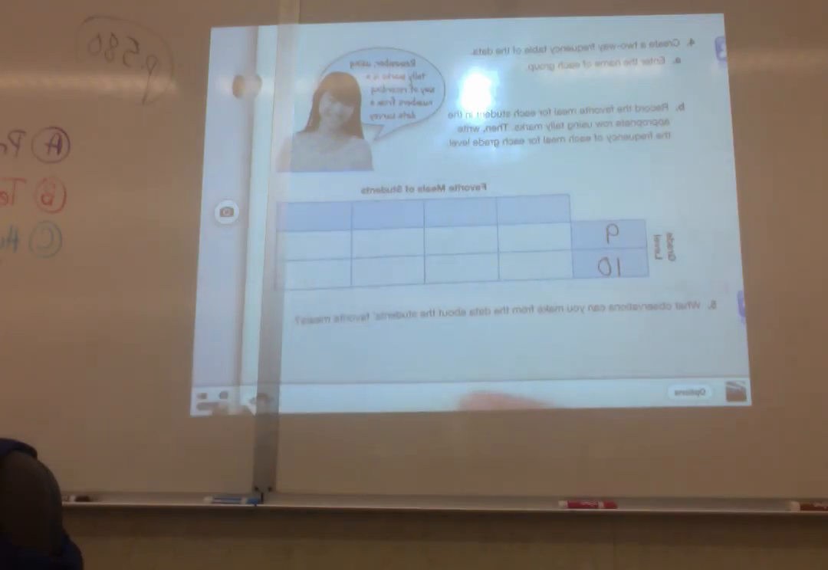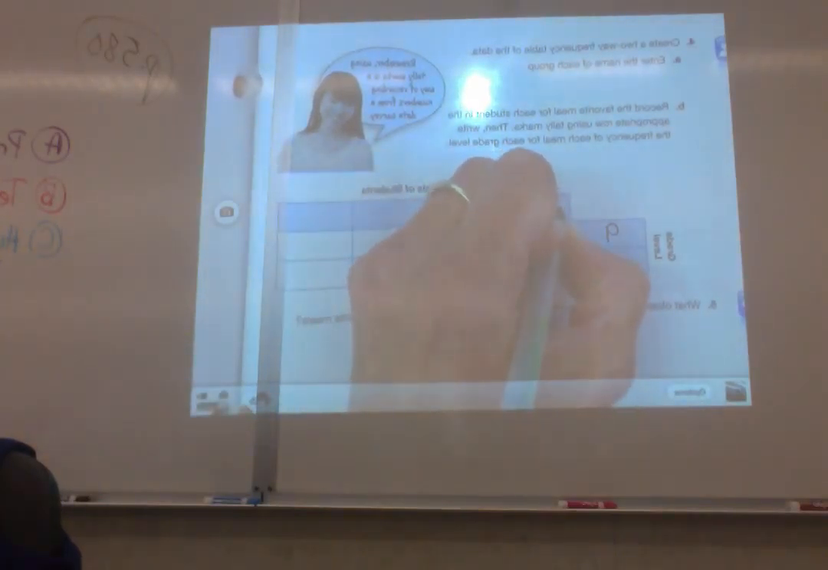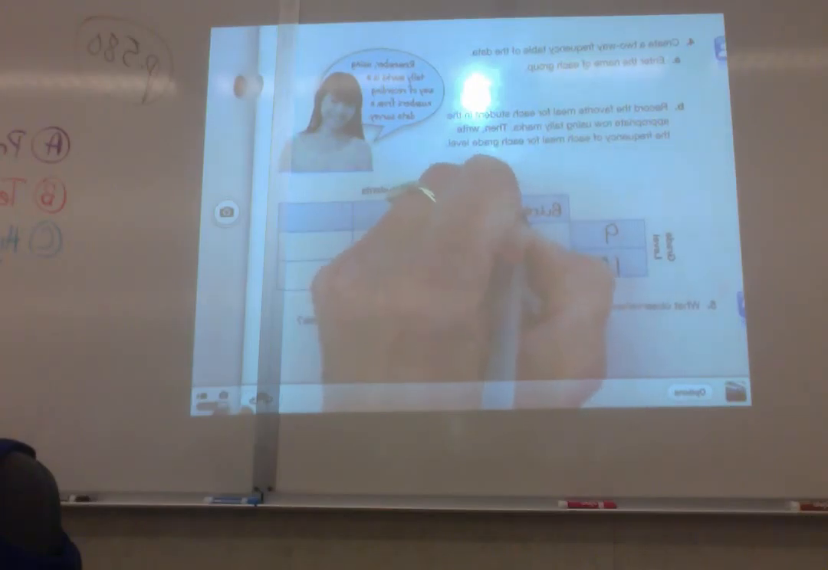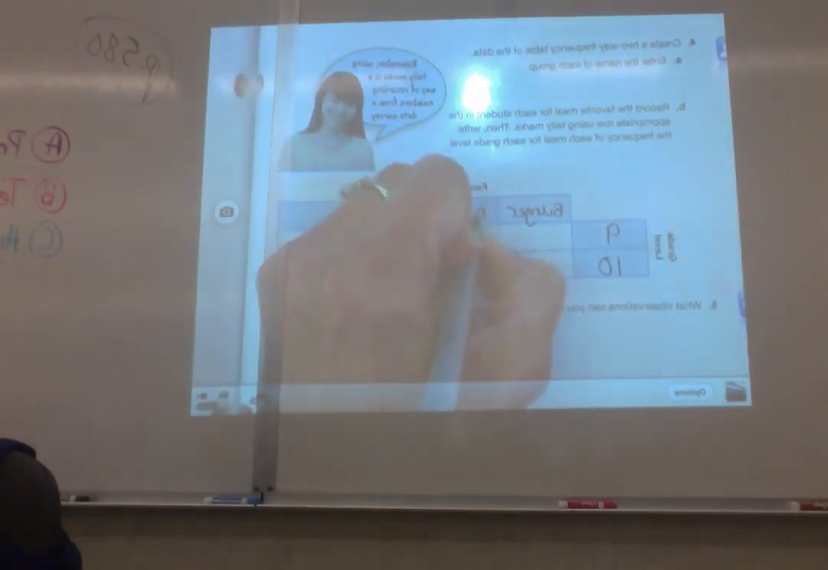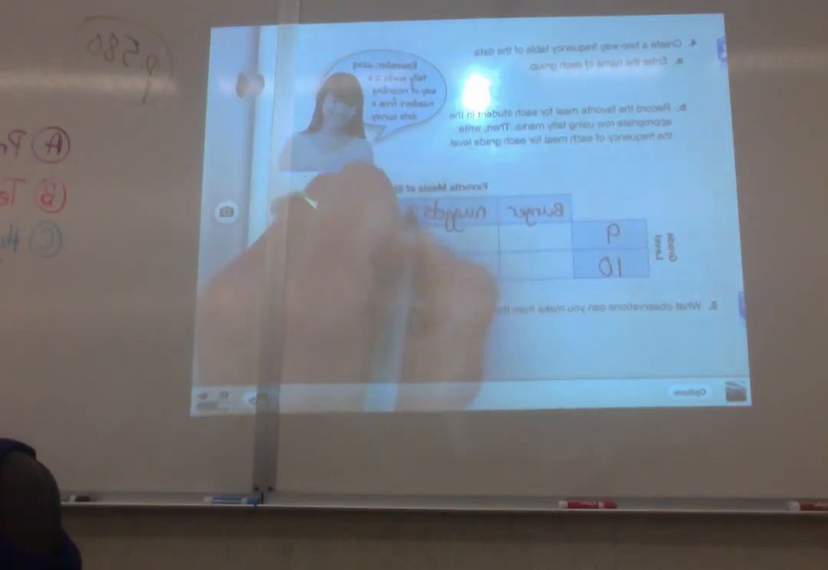Right here for favorite meal, let's put the same thing across. And I'm looking on the next page. I can see they're going to have us do something else with it, so I'm going to copy the pattern so I can just bring numbers over. So burger's going to go first. Nuggets. Pizza. Salad bar.